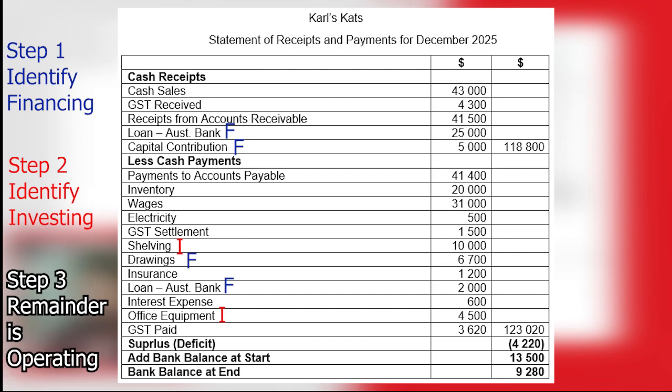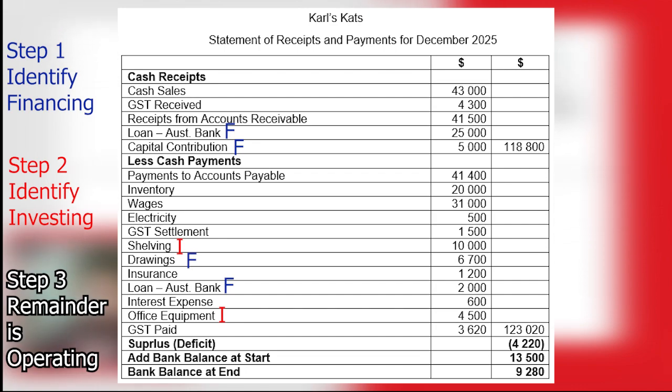So you're not stuck with going, is this operating or is it not? Instead, you ask, is it financing? Is it investing? If it's not either of those, it has to be operating. And we're going to put an O on those ones there. So now we've got all our classification done.